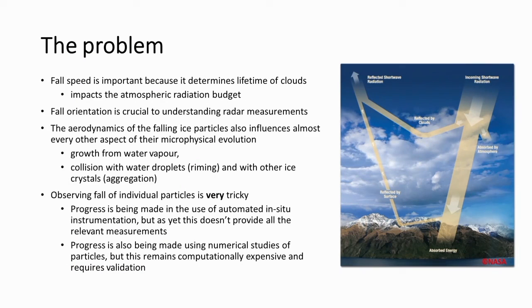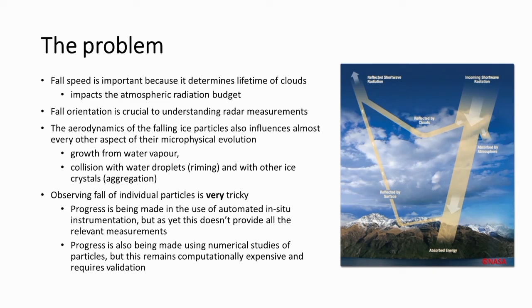So for example, the orientation of falling ice crystals is really important when we're trying to interpret radar measurements. And we can also say that the aerodynamics of these ice crystals governs every aspect of how they evolve as they fall. So it controls how they grow from water vapor, it controls how they may collide with water droplets or other ice crystals.